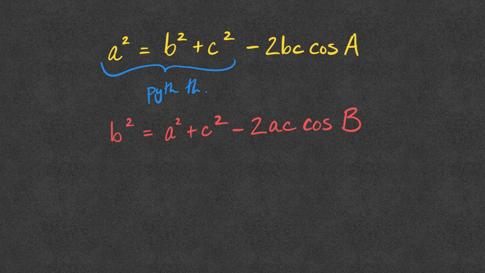Okay, I want to give you a moment to see, are you able to write out a version of cosine law? So let's tackle one last one. What if c squared was isolated? Okay, I want you to try this on your own and see if you can build it. Okay, I want you to pause the video now.